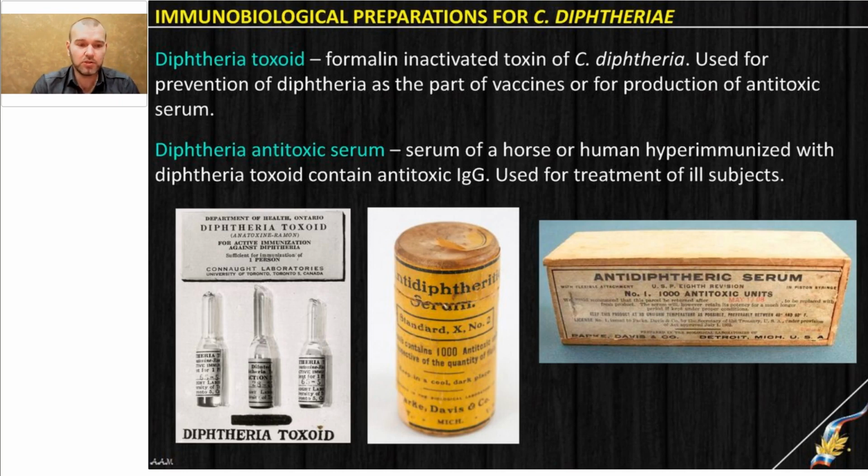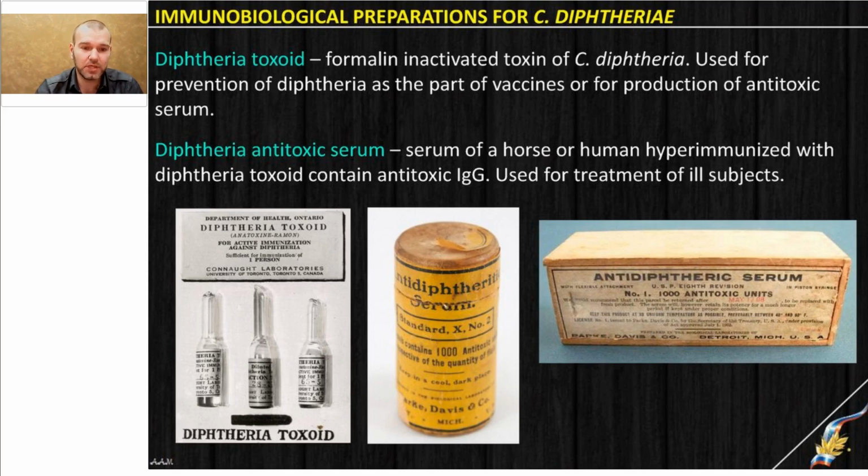The second preparation, which is used for urgent prophylaxis or usually for treatment of severe cases of toxigenic diphtheria, is diphtheria antitoxic serum. Classic serum is obtained from horses by hyperimmunization with diphtheria toxoid. Rarely we use human serum. It is more expensive, less available, and of course it is difficult to find volunteers who will be hyperimmunized with those toxoids. But still, we have that human antitoxic serum as well.